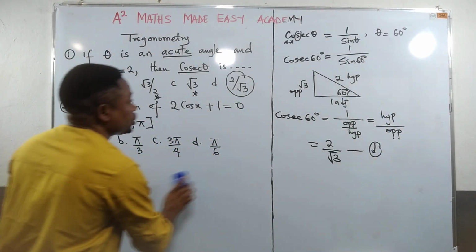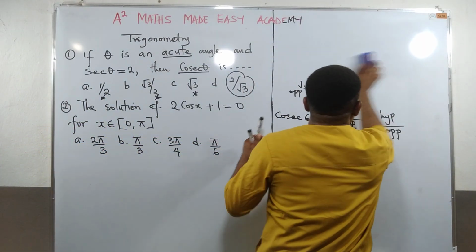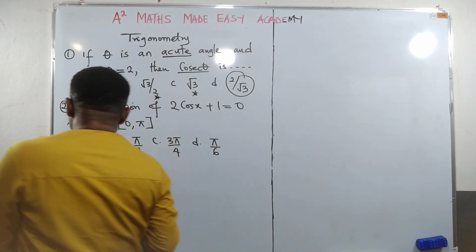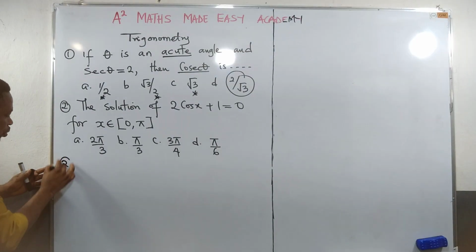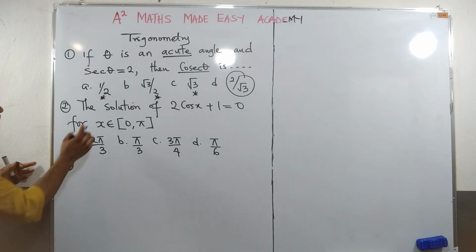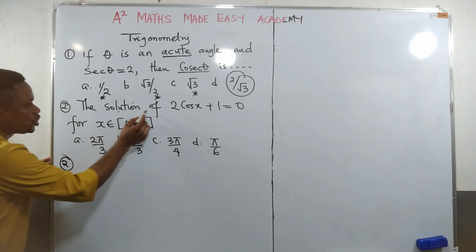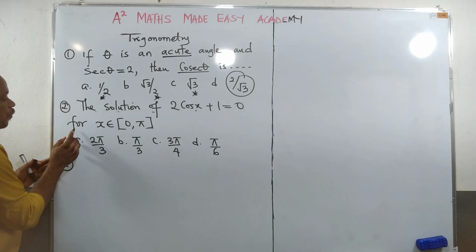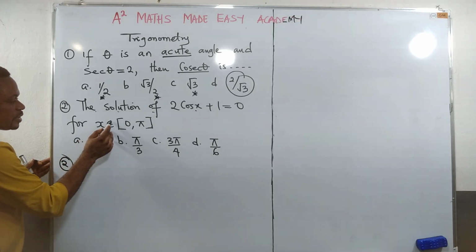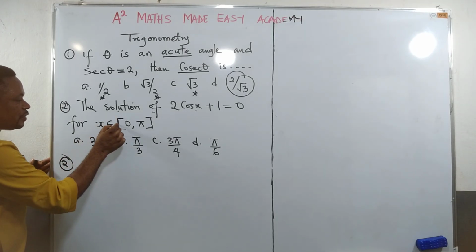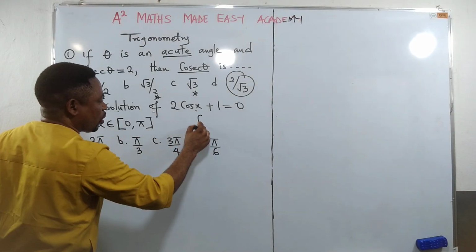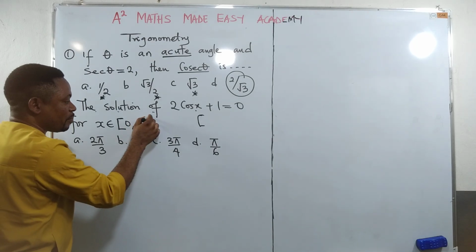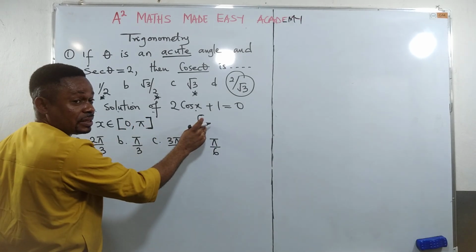Let's move to the second question. Now, the second question, which is number 2. I want you to also be careful here. Now, remember, look up. The question says the solution of 2 cos x plus 1 is equal to 0, for x is a member. Now, when you observe this thing that is represented like a block, it means that 0 is a member. And also, pi is also a member. Don't forget that pi is 180 degrees.